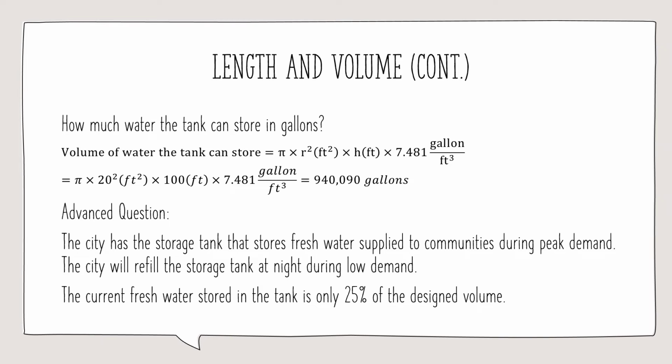The volume of water the tank can store is equal to, we know the volume of the tank is pi times radius squared times the height. And then we convert the unit in cubic feet to gallons by multiplying by 7.481 gallons per cubic foot. So how do we do that? We have pi times 20 squared times 100 times 7.481, and the cubic feet cancel out and then we leave the gallons in the end. So I got 940,090 gallons.